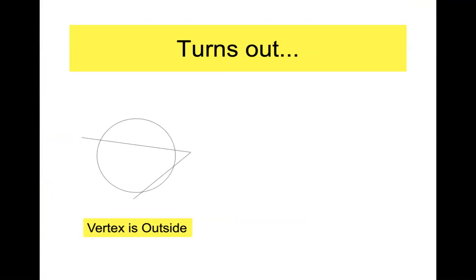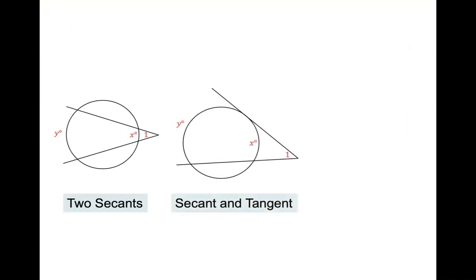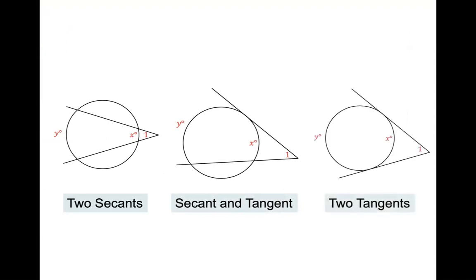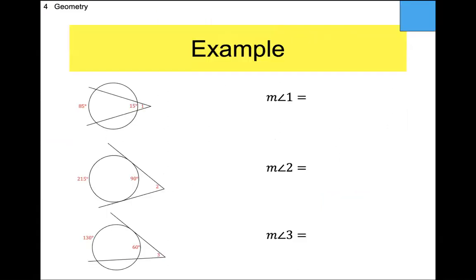So it turns out that this comes in a couple different flavors, 3 of them to be precise. When the vertex is on the outside, you could have 2 secants. So it'd be 1/2 of y minus x. It could be a secant and a tangent. It's still going to be 1/2 of y minus x. Or you could have 2 tangents. It's still going to be 1/2 of y minus x. So it's still going to be the same formula. No big deal, right? In fact, you don't even have to worry about whether it's secants or tangents here.